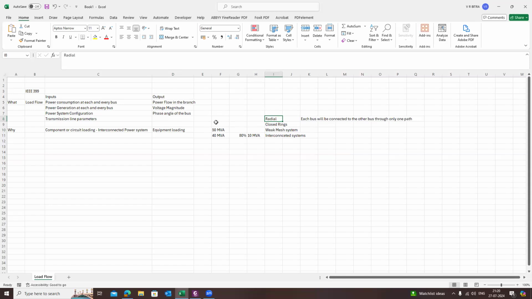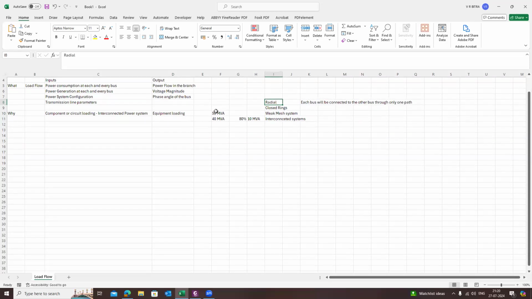Now, having said that, let me ask a question. Why is equipment loading for a radial system not mandatory? Or why is the load flow not mandatory for a radial system? Any guess or any answers? Why is the load flow not mandatory for the radial system? Because the load is connected to a single path.